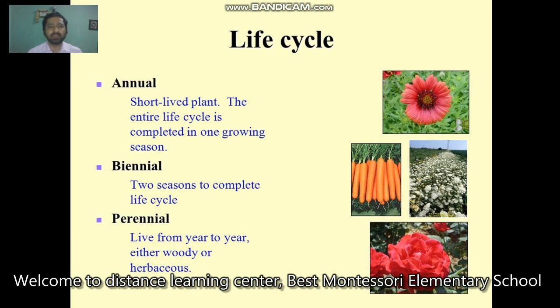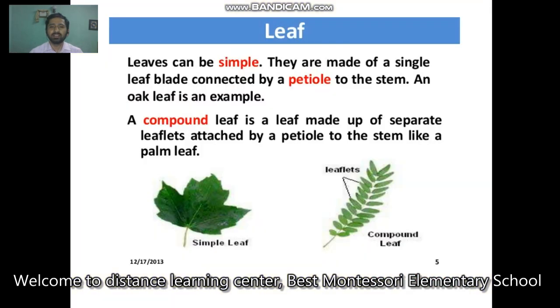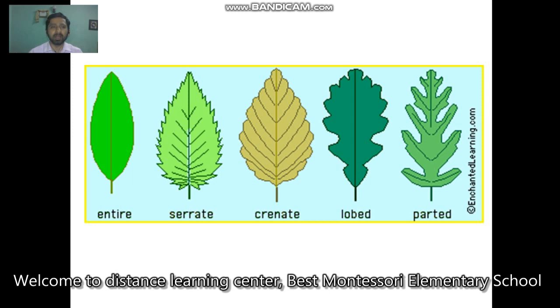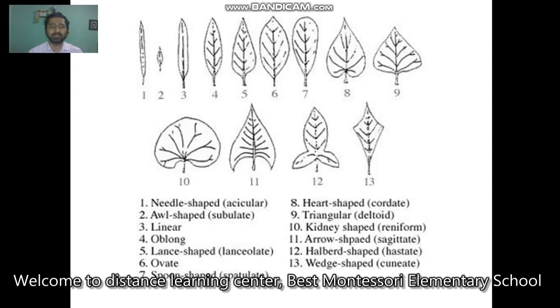Same goes for the life cycle. Plant with 1 season life cycle, annual, 2 biennial, more than 2 perennial. And same goes for the type of leaf. Look, if we know this type of leaf is called simple and this type of leaf is called compound, then we can identify the types of leaf easily. Same happens in the case of margins and shapes of leaf.